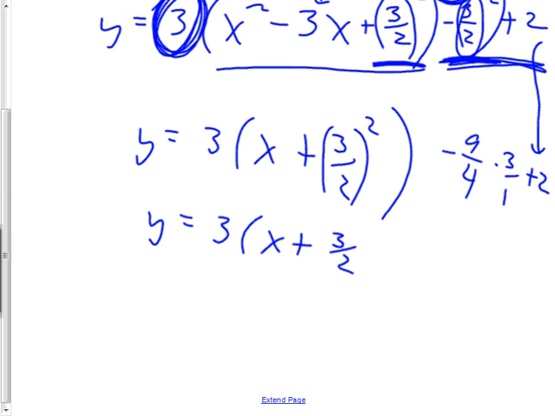Oh, I had my squared in the wrong spot. Boo. Squared. Sorry, on the outside of the parentheses. And then minus 27 fourths plus 2. Oh, so close. That 2 has to be changed into fourths. I hope you know 2 means 2 over 1. I hope you know to get 4 as a common denominator.